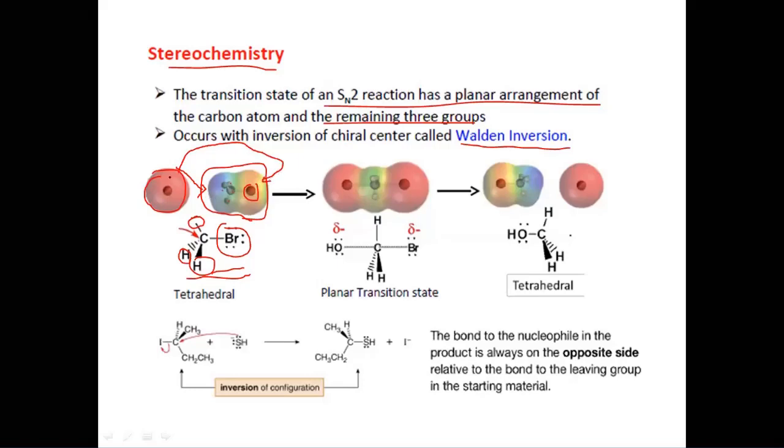Let us assume this is the nucleophile, this is the carbon, and this is the leaving group. There are two openings where the nucleophile can approach: one from the back side with respect to the leaving group, or from the same side as the leaving group leaves out. Why does it prefer to attack from the back side rather than the front side?